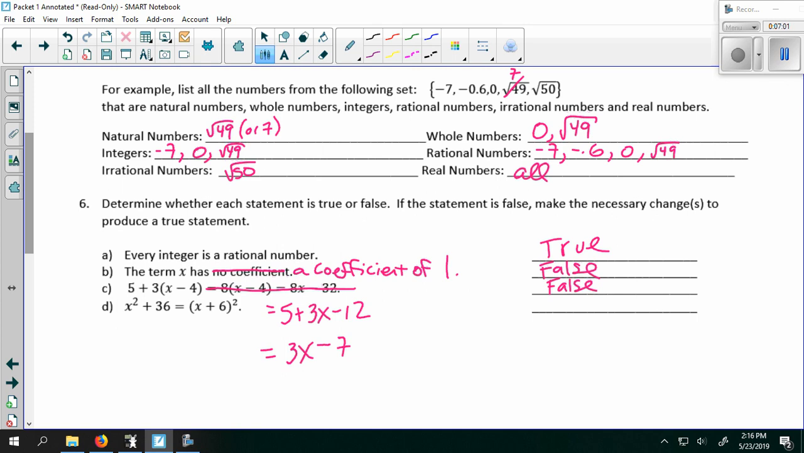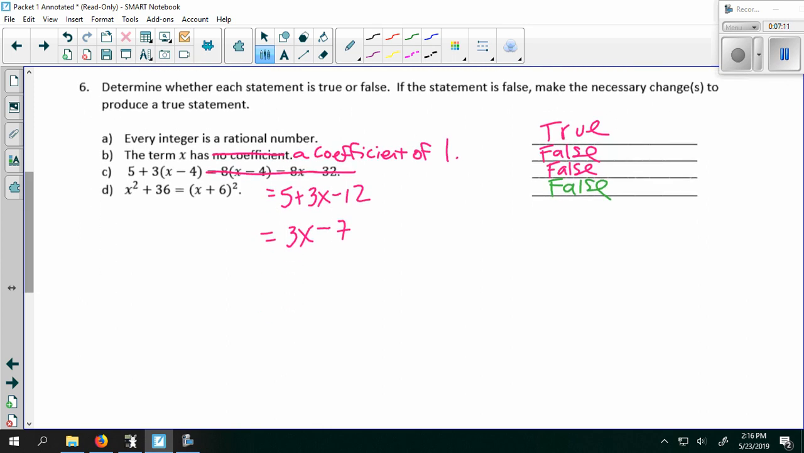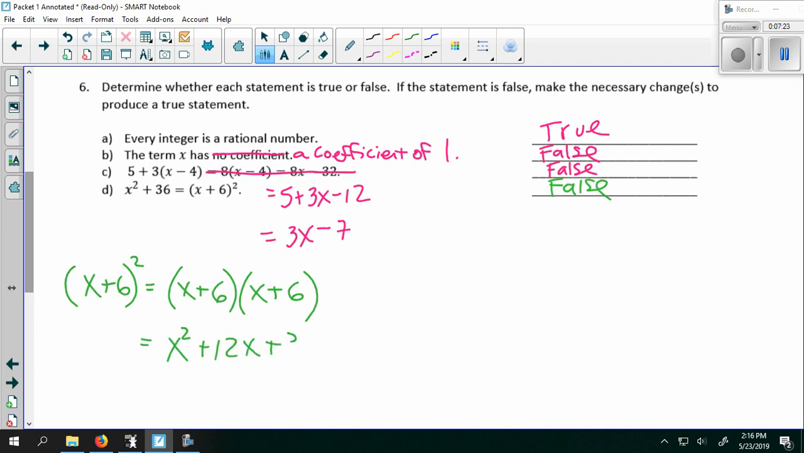And then the last one, x squared plus 36 is x plus 6 squared. That is also false because x plus 6 squared, that means x plus 6 times x plus 6, which when you multiply that out, you get x squared plus 12x plus 36. So it does not equal that.